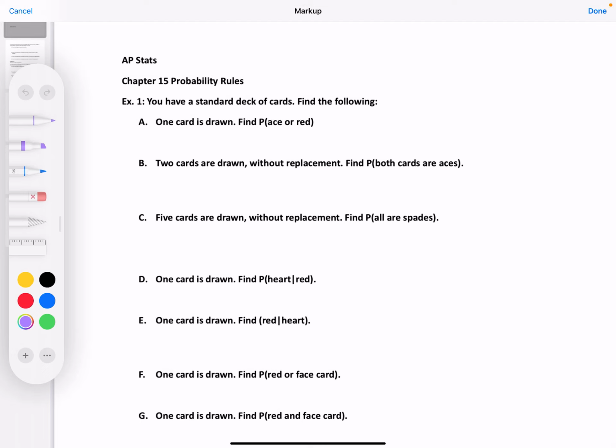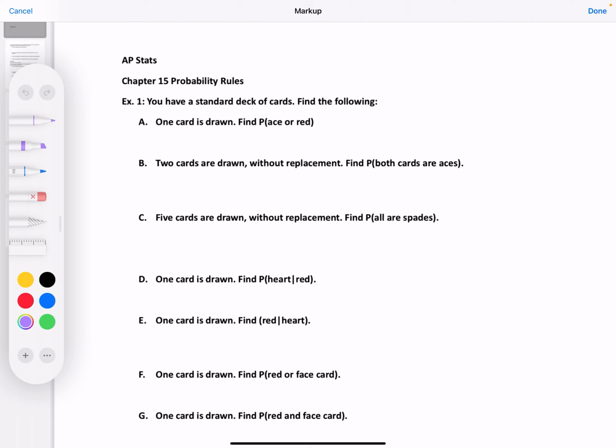Okay, so you have a standard deck of cards, and it wants us to find each of the following. One card is drawn. Find the probability that it is an ace or red. So the formula I would use... I'm going to give you a hint. You don't need a formula yet.